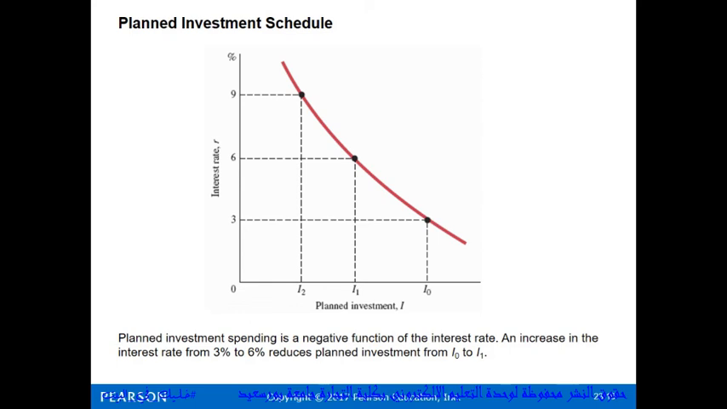The following graph shows the relationship between planned investment and the level of interest rates. And as we can see, that relation takes the shape of a downward sloping curve, exactly similar to the standard demand curve that we study in microeconomics. Planned investment spending is a negative function of the interest rate. That is, an increase in the interest rate, let's say from 3% to 6%, reduces the amount of planned investment from I0 to I1.